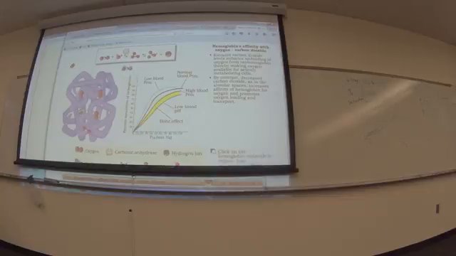That's why you load at the lung and unload at the tissues, because that Bohr shift tells it to hold on to oxygen better at the lung and let go of it at the body tissue.